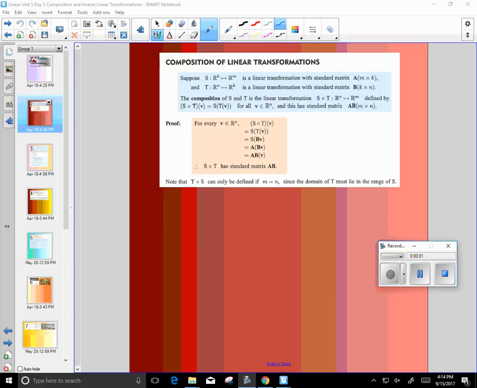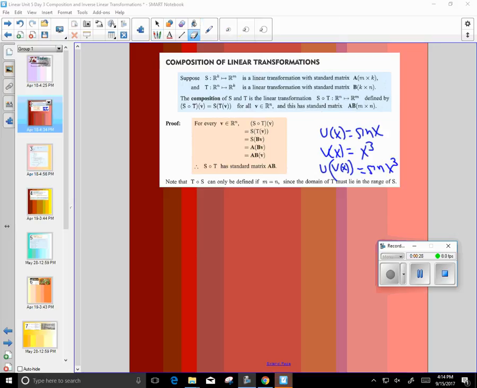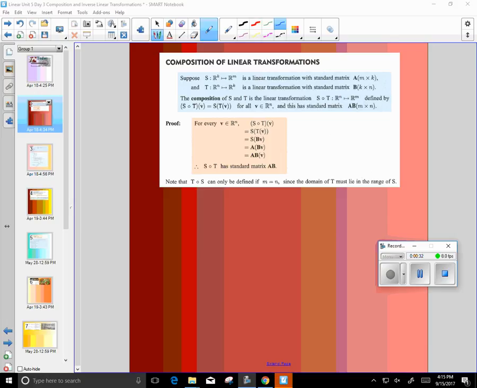So last of the linear transformations is composition of linear transformations. And everybody loves composition of functions. If you have u of x equals sine x and v of x equals x cubed, of course you get u of v of x equals sine x cubed, right? So you're familiar with composition of functions, but what does that look like for matrices and vectors?